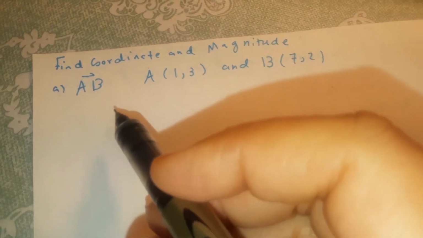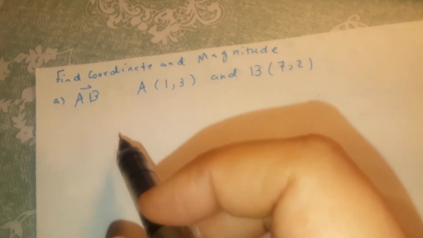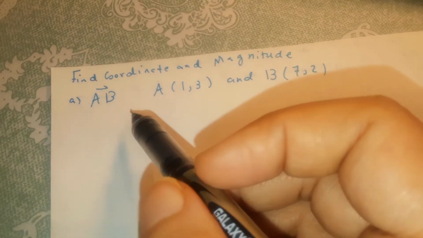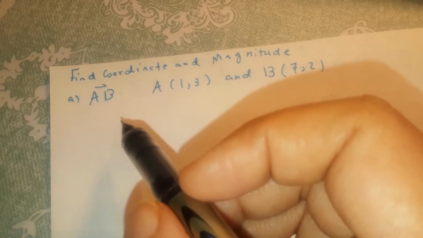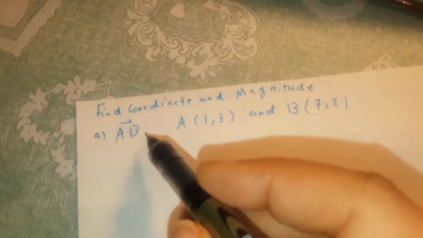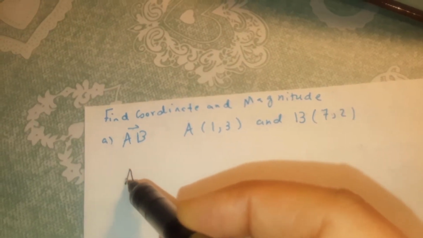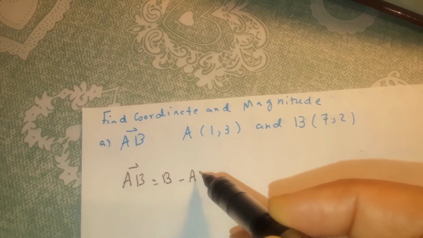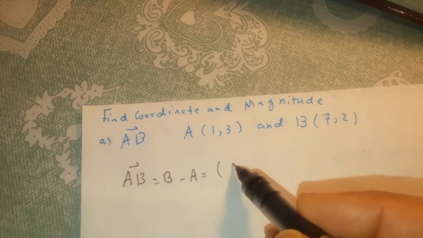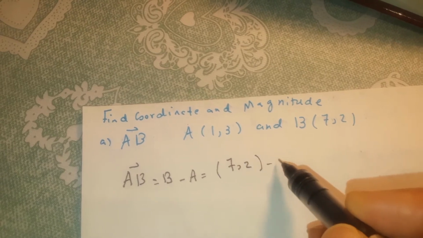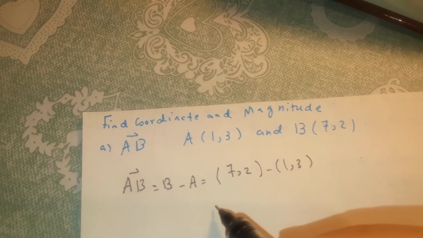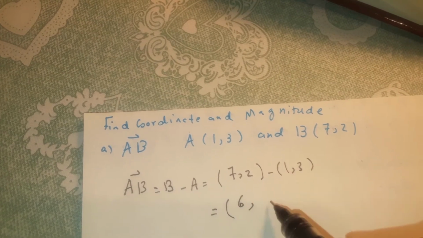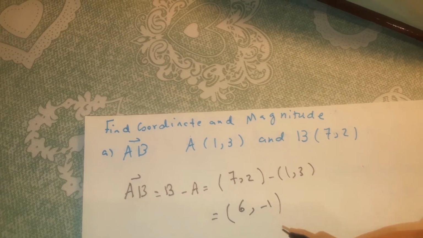Okay, we continue the Cartesian vector. This is part 3. So find the coordinate and the magnitude of this. So for AB, I need to say B minus A. B is (7, 2), and A is (1, 3). So 7 minus 1 is going to be 6, and 2 minus 3 is negative 1. So that's going to be my vector.